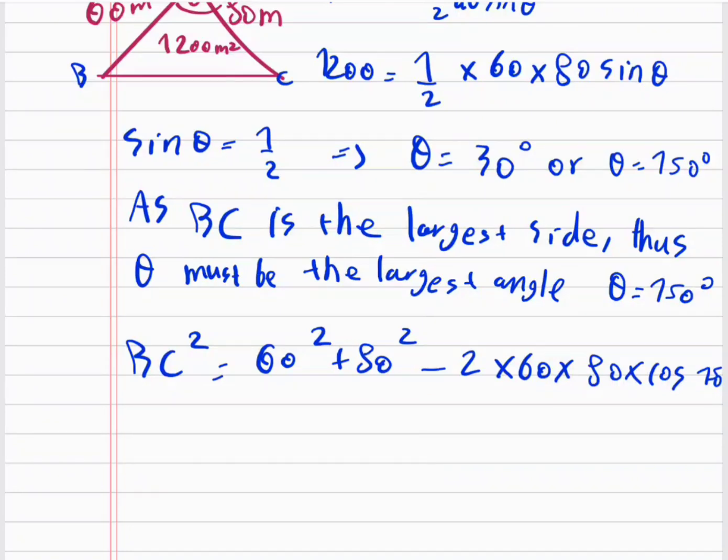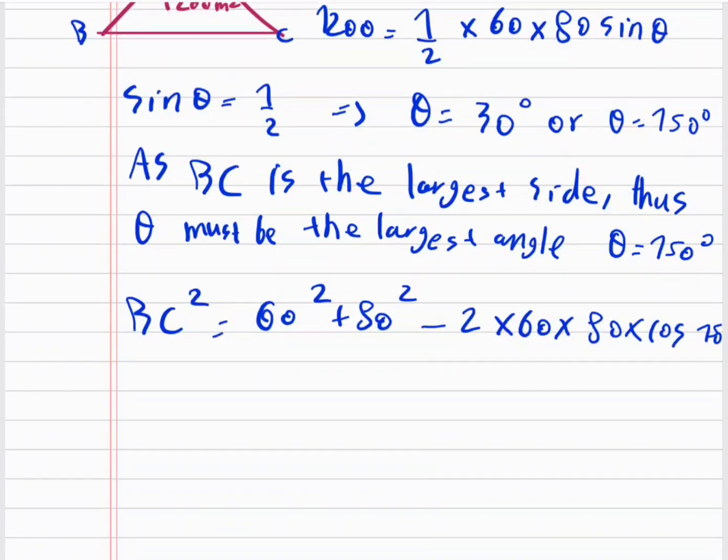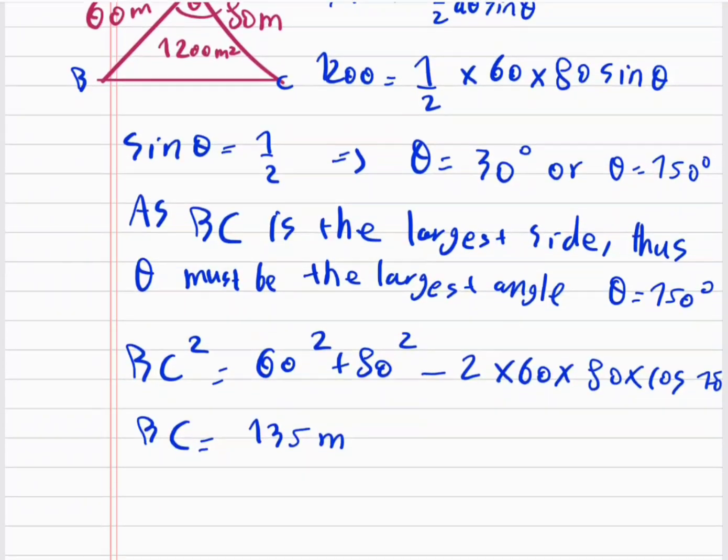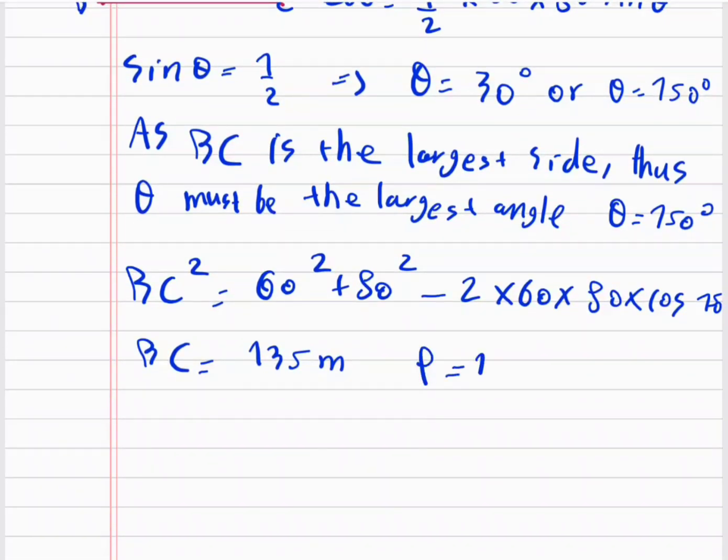So the value of BC, once we solve this, I'm not going to write all the calculation in detail here because I think it's obvious. We'll get the value of BC to three significant figures as 135 meters. So now that we have BC, then to find the perimeter, we just add all of these, basically 135 plus 80 plus 60, which is 275 meters to three significant figures. So that's the perimeter.